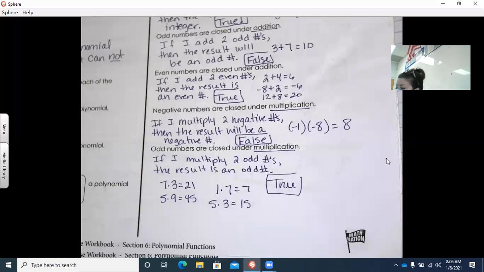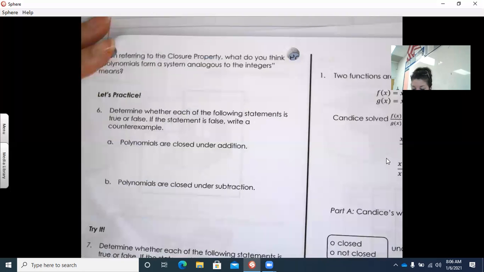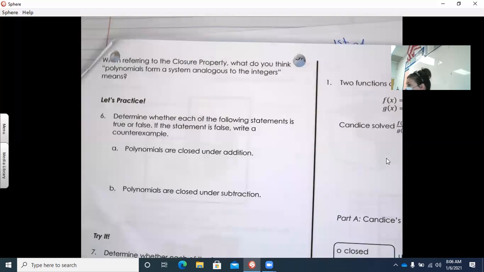All right, we're almost finished. We have one more page to go, page 135. When referring to the closure property, what do you think "polynomials form a system analogous to the integers" means? They got all big worded on us, didn't they? Do we know what analogous means? Analogous means similar to, or like. So what they're saying is that when you're talking about the closure property, the rules for polynomials are similar to the rules for integers. That's what they're trying to say.